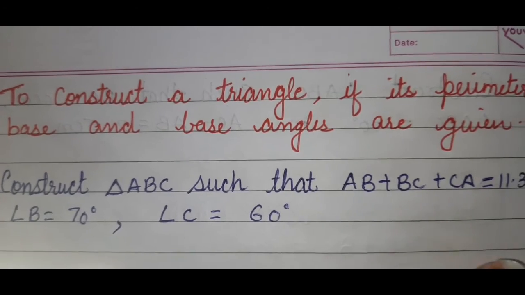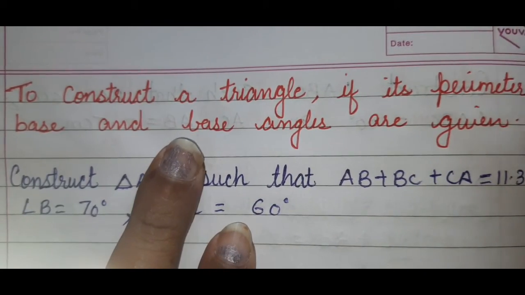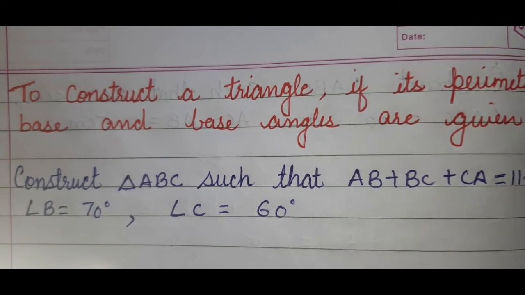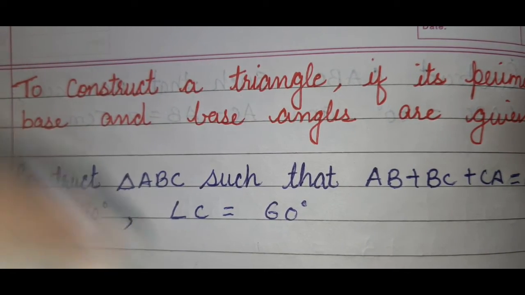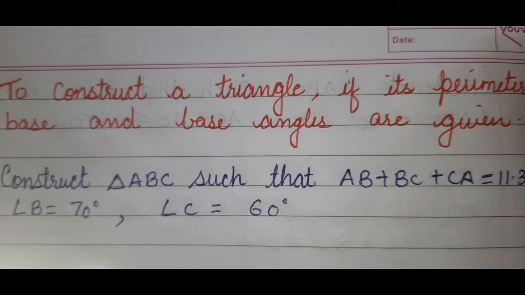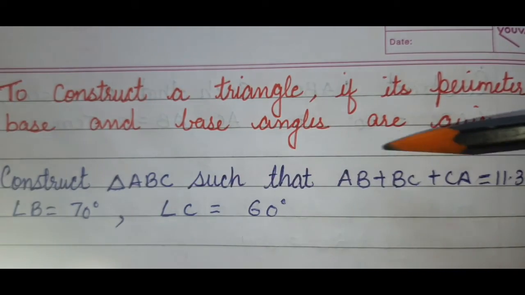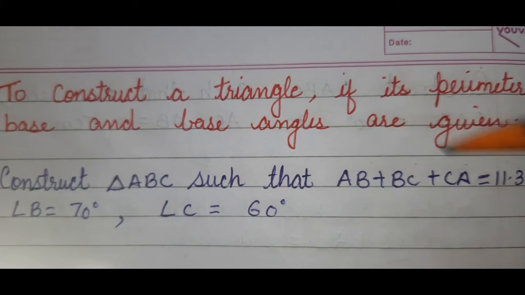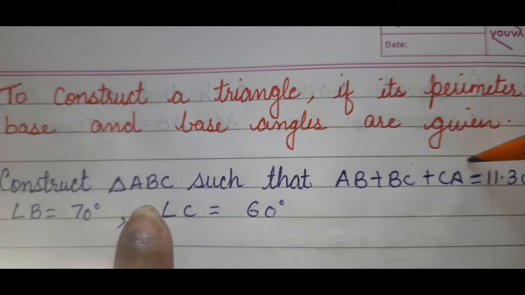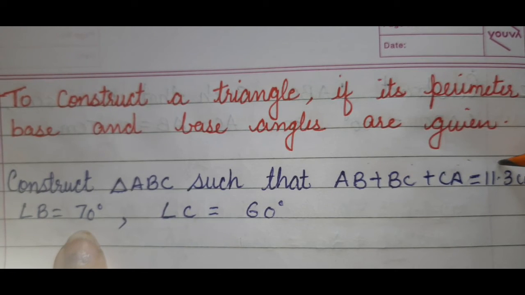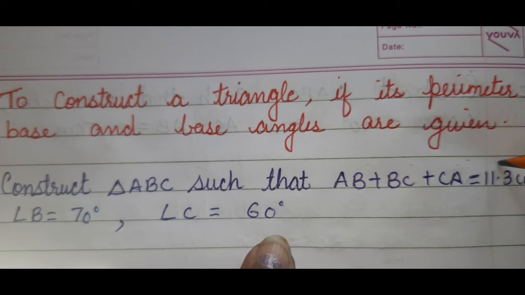We are on the last construction. To construct a triangle, if its perimeter, meaning the sum of all the three sides, is given to us, along with the base angles. Okay, so we will understand that with the help of an example. Construct triangle ABC such that AB plus BC plus CA, this is the perimeter of triangle ABC, is equal to 11.3 centimeter. The measure of angle B is given as 70 degrees and the measure of angle C is given as 60 degrees.